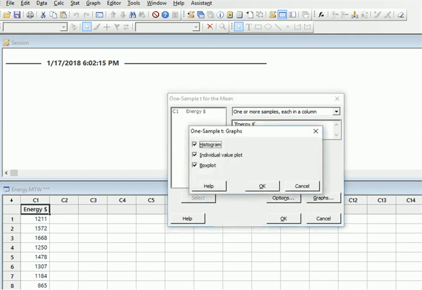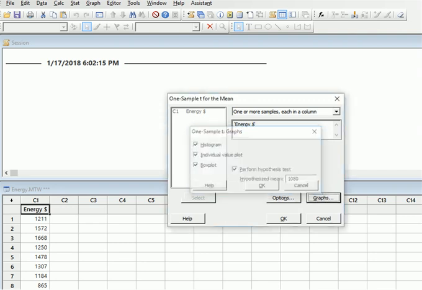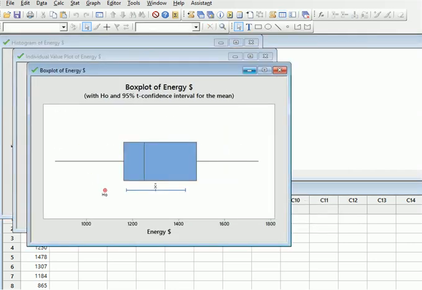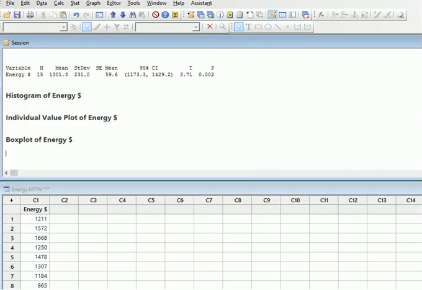You also have options of making a histogram, individual value plot or box plot. I will go into the detail when they are built up over here. So let's see what is built up over here. When I click OK, a number of graphs will open. We will talk about them one by one after we describe this one.